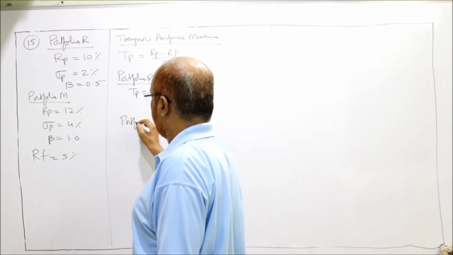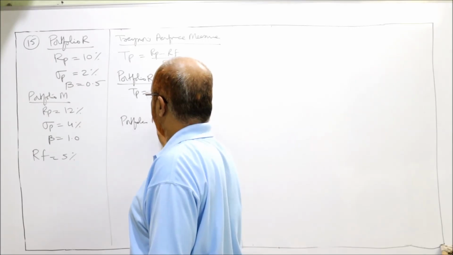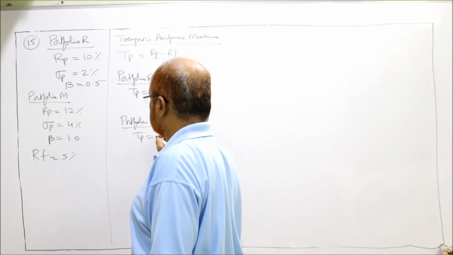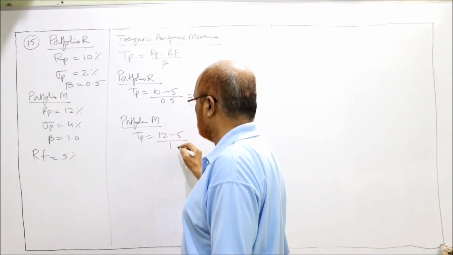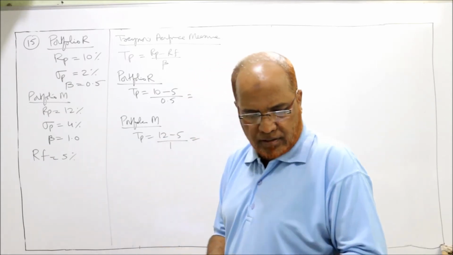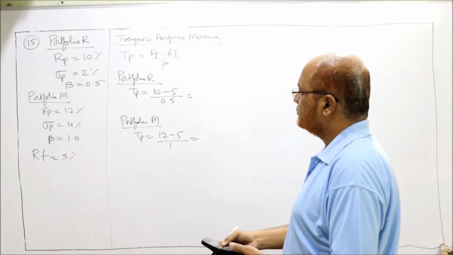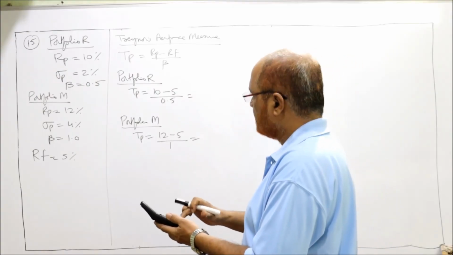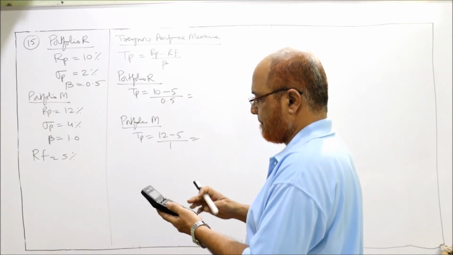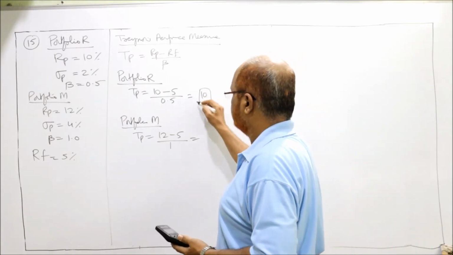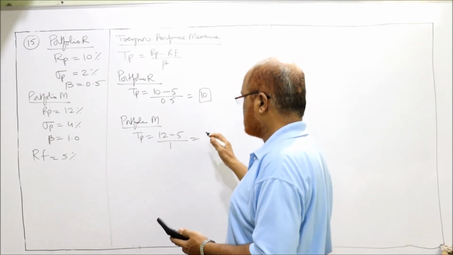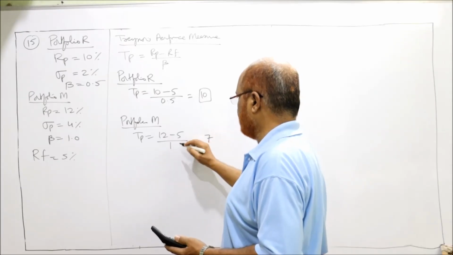Similarly, portfolio M. TP is equal to 12 minus 5 divided by beta is 1. That's all. It is 10. 12 minus 5, 7.